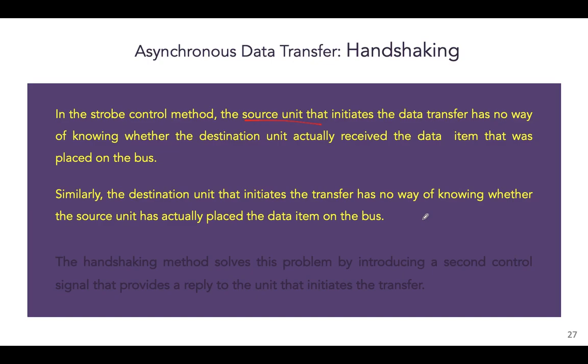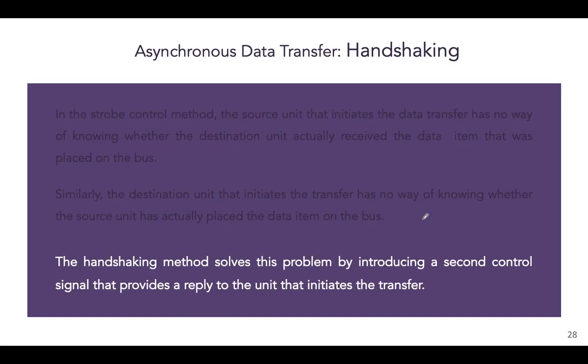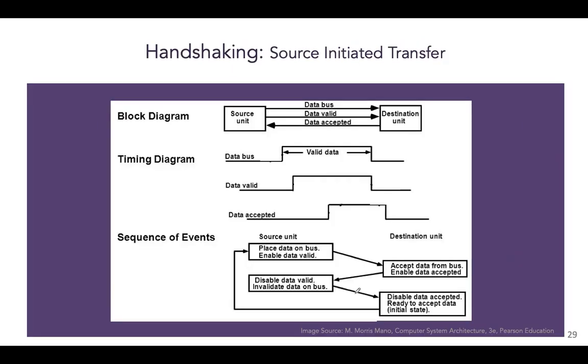All right, now this problem is solved by the handshaking method. The handshaking method solves this problem by introducing a second control signal that provides a reply to the unit that initiates the transfer. Again, in handshaking also we have source initiated transfer and destination initiated transfer. This is the diagrammatical representation of source initiated transfer using the handshaking mechanism.